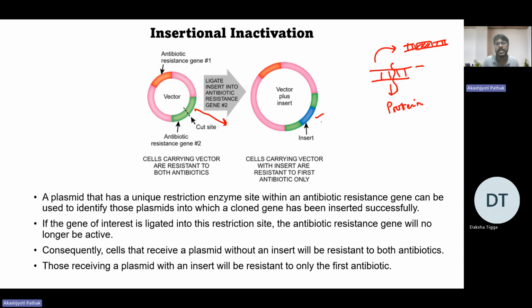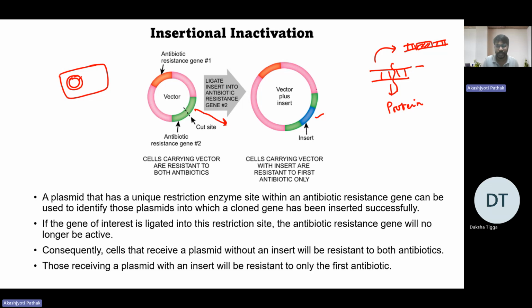So now, for example, if there is a bacteria which has this recombinant DNA, or this vector, then this bacteria can grow in both these antibiotics. If your media has both antibiotic 1 and antibiotic 2, then this bacteria will be resistant to both antibiotic 1 and antibiotic 2, and it can grow in such kind of media.